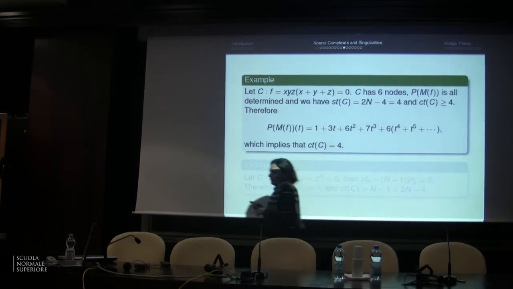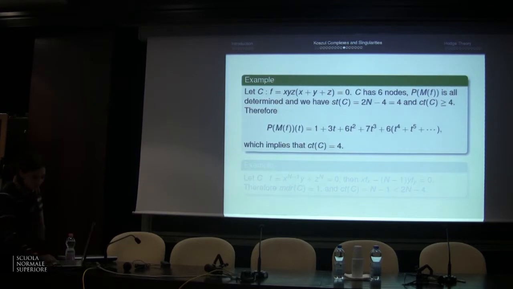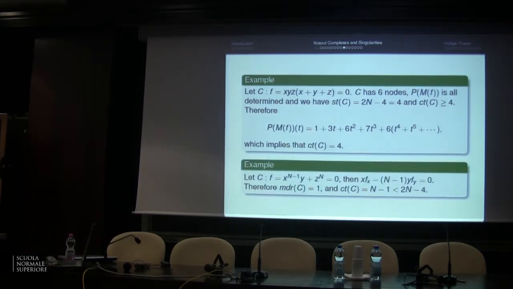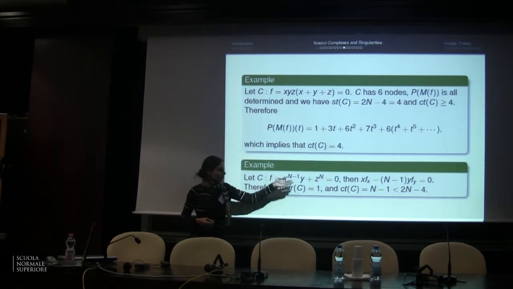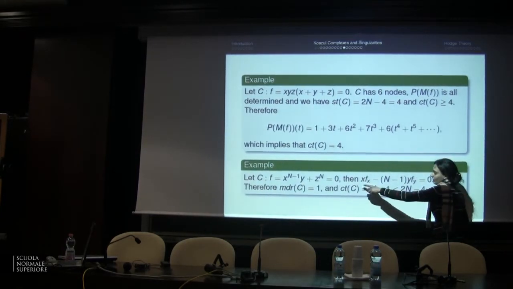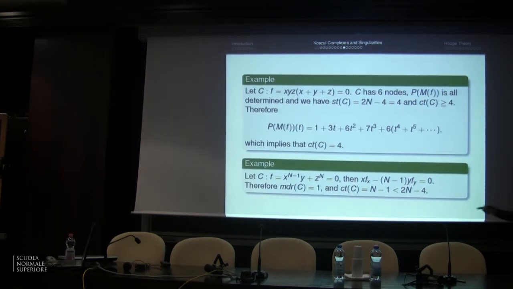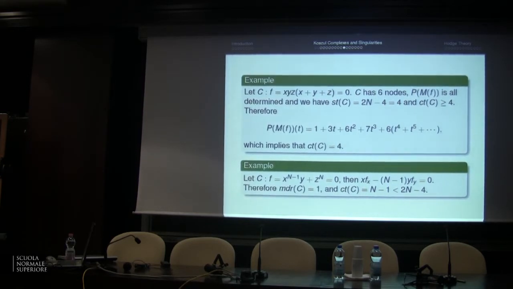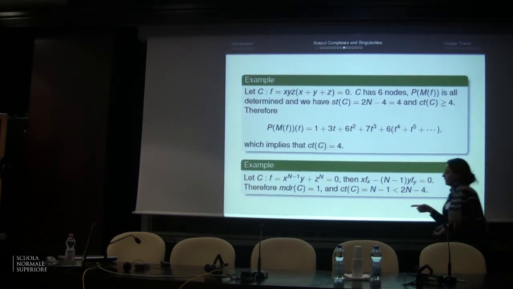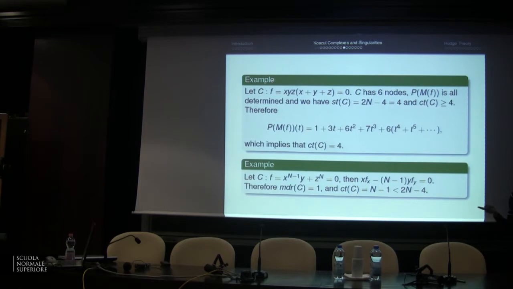OK. So in the next example, we will see that for a non-nodal curve, it's not really easy to control these dimensions. If we consider this curve given by x^(n-1)y + z^n, we can compute the partial derivatives, and we can easily find a non-trivial g, which is g_x f_x minus (n minus 1) y f_y equals 0. So the degrees of x and y is 1, and so we see that the minimal degree of CZG in this case is equal to 1. By the relation between the minimal degree of CZG and the coincidence threshold, we see that T of C is equal to n minus 1, which is a lot less than 2n minus 4. So for non-nodal curves, we cannot expect the same thing as for nodal curves.